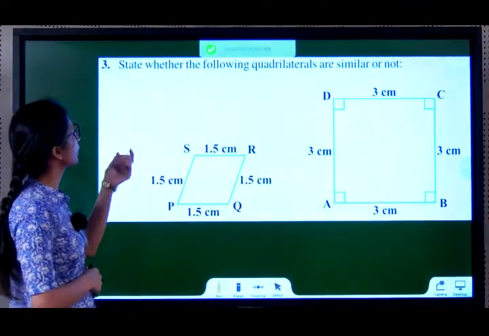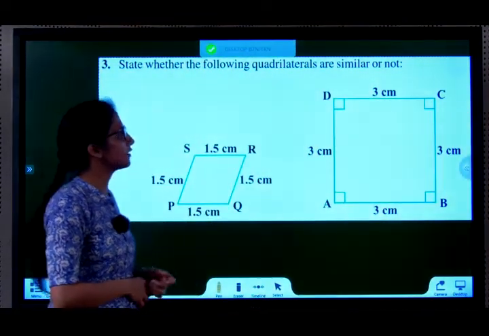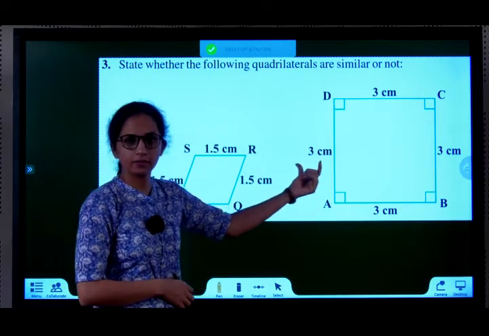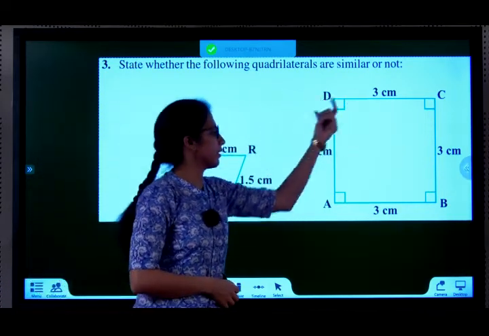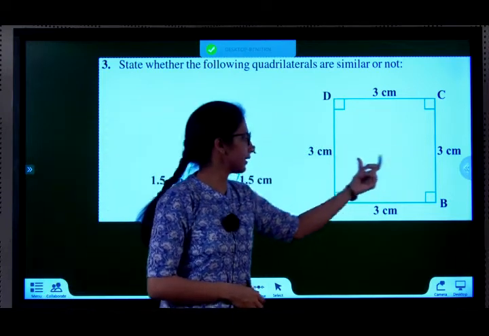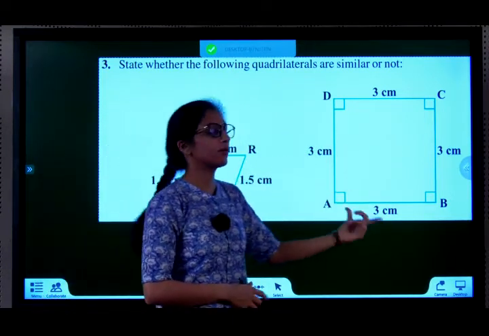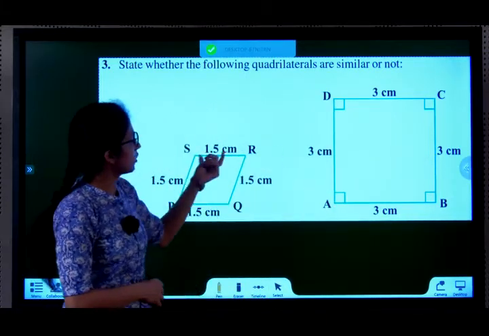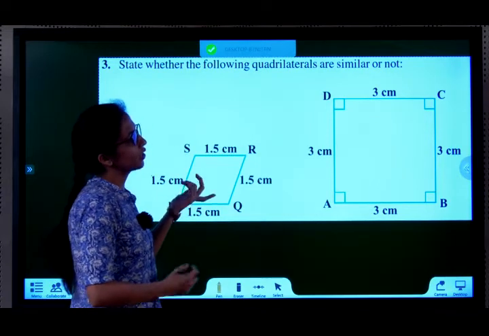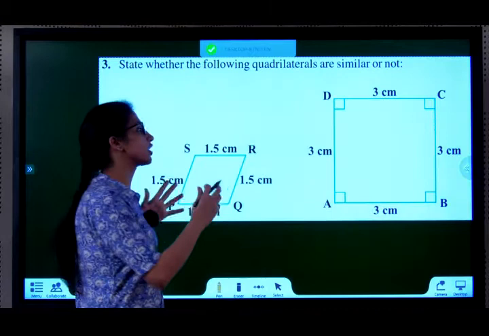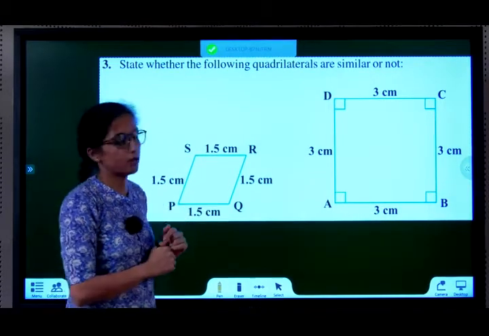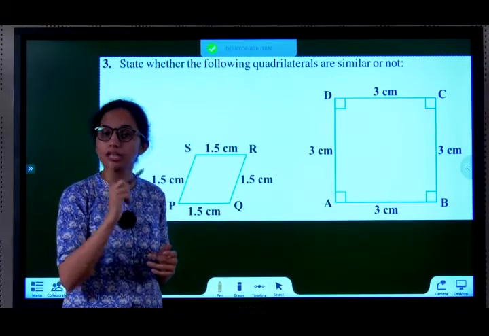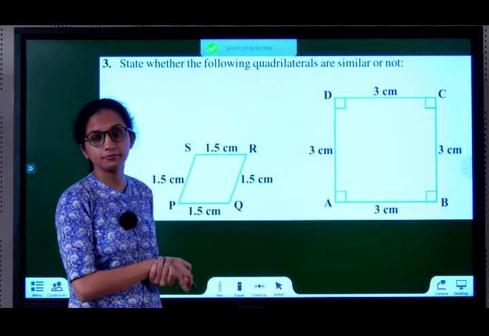Okay. Question 3, state whether the following quadrilaterals are similar or not. You can see the sides are proportional. 1.5 by 3, 1 by 2, 1.5 by 3, 1 by 2. Sides are proportional, but what about these angles? 90, 90, 90, here not mentioned, and they definitely don't look 90. So these angles are not equal. So we can say the two figures are not similar. Why? Because their sides are proportional but angles are not equal. Both the conditions have to be met for the two figures to be similar.